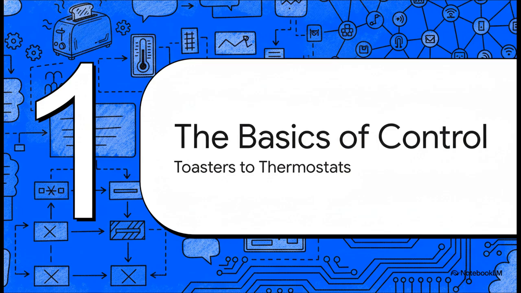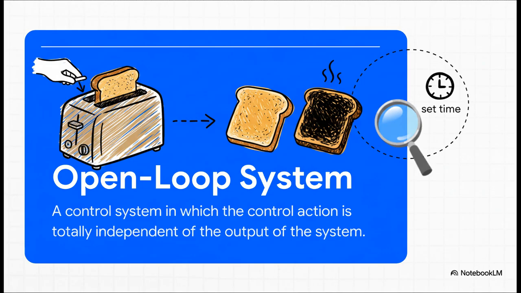But the way they go about it reveals this really critical difference that separates a simple machine from a truly smart one. Your trusty bread toaster is the perfect example of what's called an open-loop system. You set the timer, you push down that lever, and it just goes. It runs for that exact amount of time, period. It has absolutely no idea if your bread is perfectly golden brown or a burnt, smoky crisp. Its action is completely separate from the result. It's just blindly following orders.